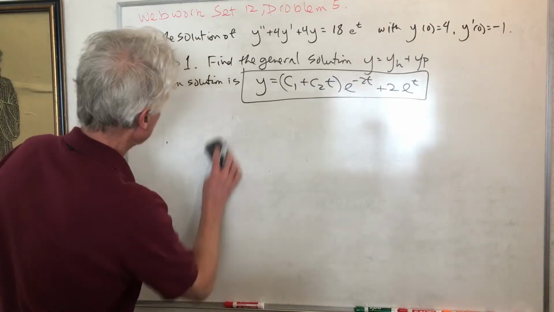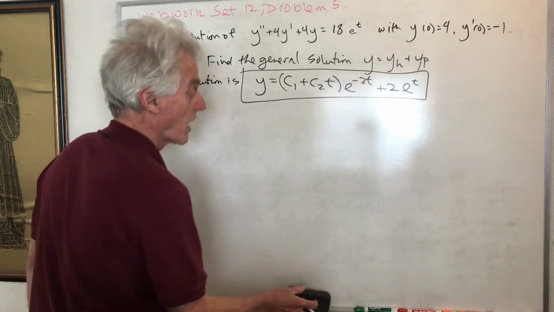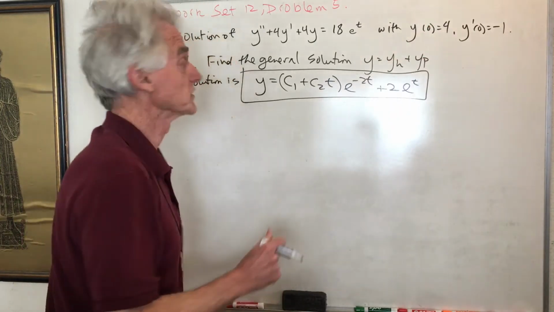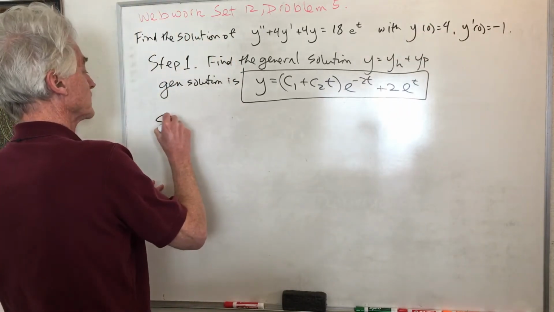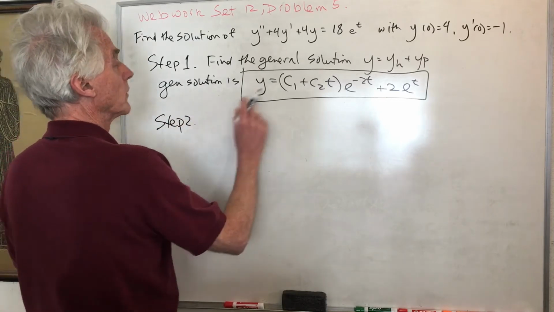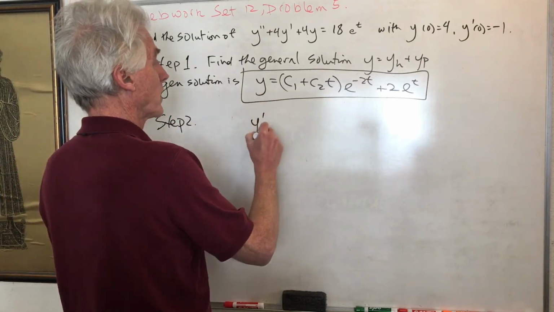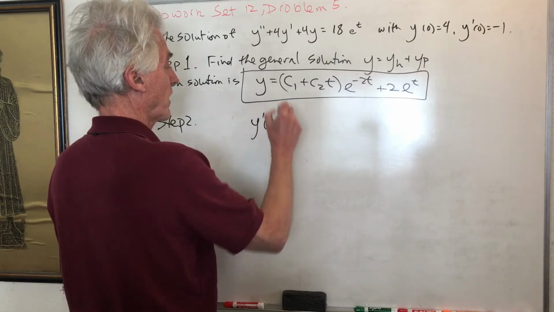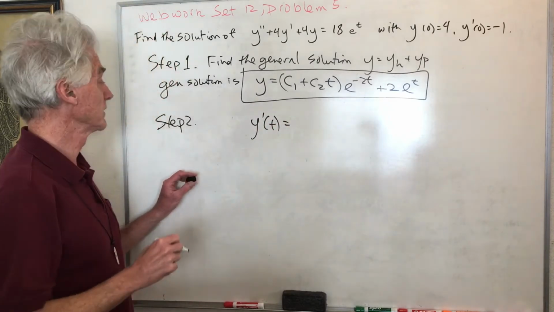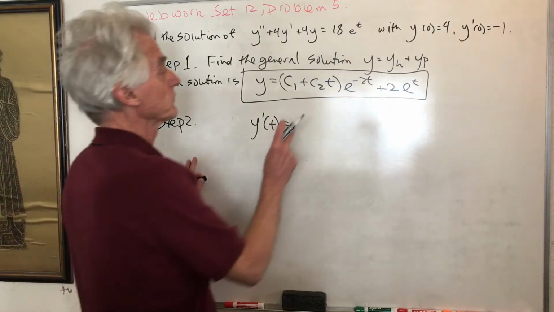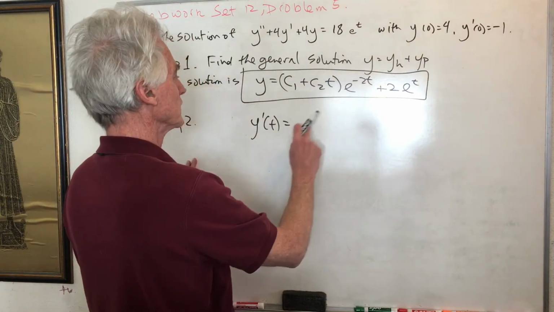It's a solution for any C1 and C2, but I want to solve the initial conditions. So let's do now step 2. Well, let's just write y prime of t underneath that y. I need to differentiate it first before I set t equal to 0.